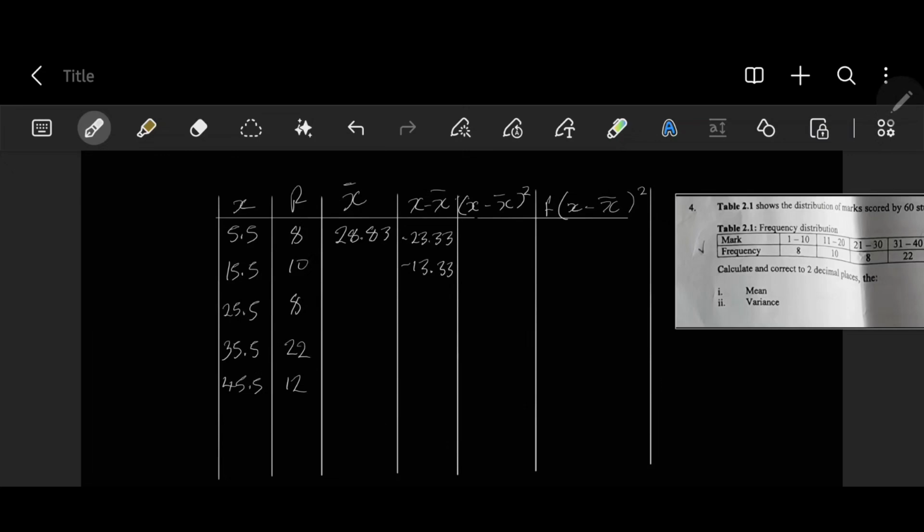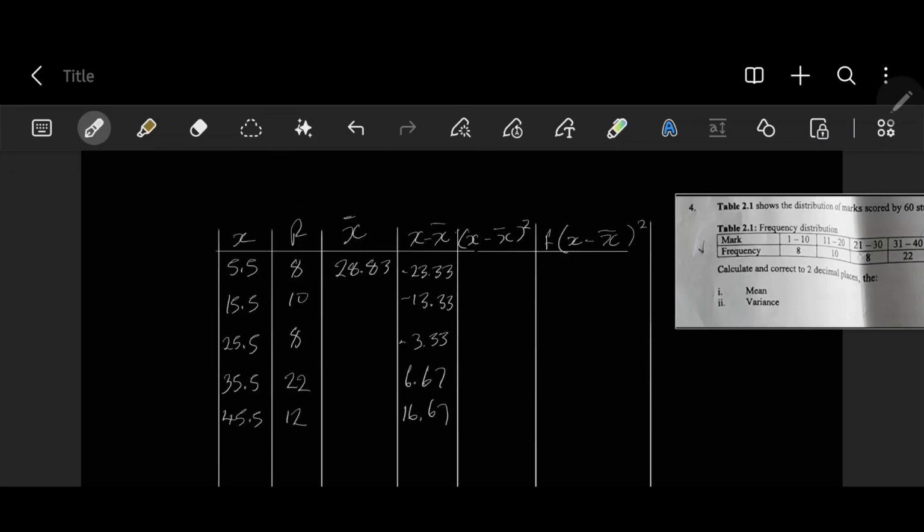So this makes your calculation faster, especially if this is for JAMB, because you don't have much time. You can do the same for the rest and get your answer. So I'm just going to do that now. Okay, so these are my values for that.